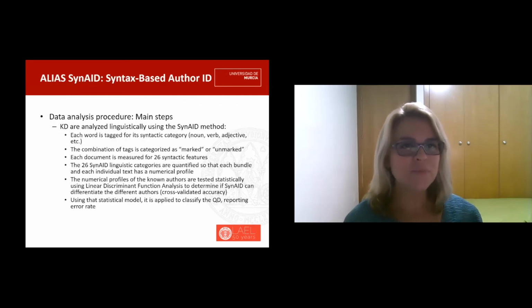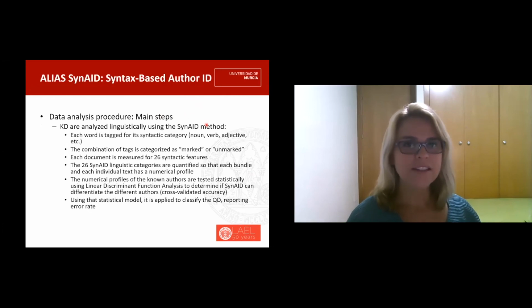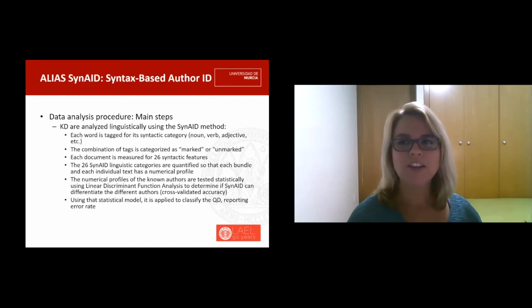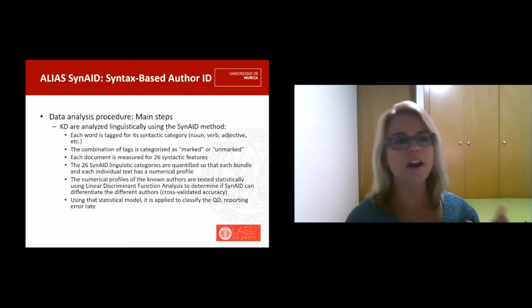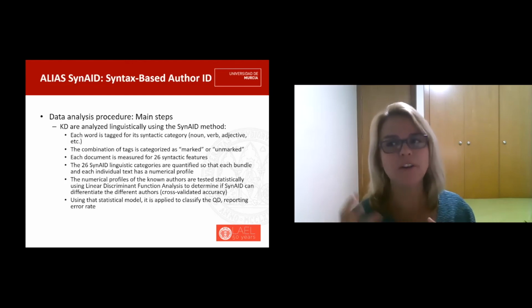So the data analysis procedure for ALIAS ATT, the syntax-based author ID, would be, I'm just summarizing the main steps, not all of them: the known documents are analyzed for their syntactic category. They're analyzed linguistically using this method. The syntactic category could be noun, verb, adjective, etc. The combination of tags is categorized as marked or unmarked. Each document is measured for 26 syntactic features. The 26 linguistic categories are quantified so that each text has a numerical profile.